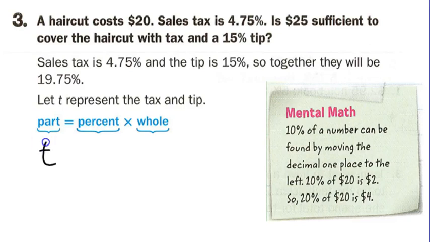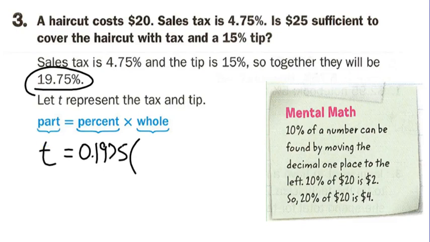Again, let T represent the tax and the tip all together. Our percent, we said, is now up to 19.75%. We'll move that decimal point over and turn that into 0.1975, and we'll multiply that by the cost of the haircut, which is $20. All right, so let's multiply that out. See what you get.